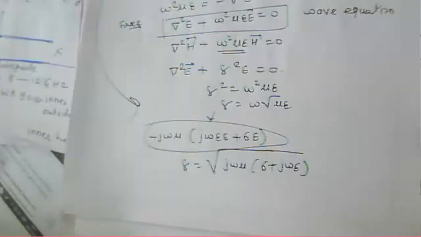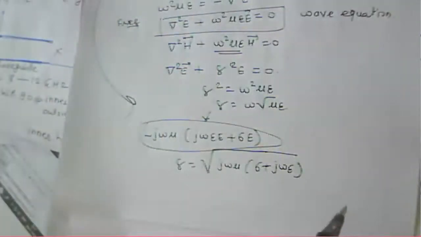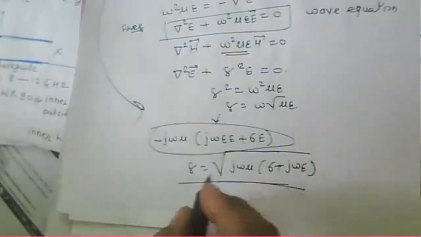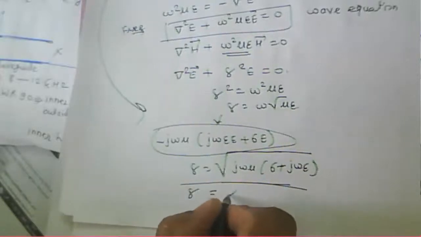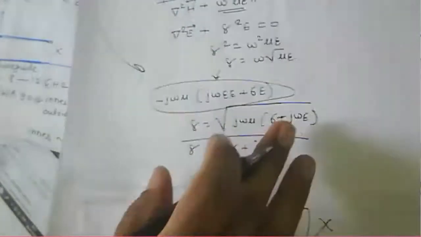But there is some particular thing. What about the conductivity? The conductivity we have written in the form of an equation, and that part is different. That is about del dot E is equal to 0. So now we can consider gamma here as j omega mu in bracket of sigma plus j omega epsilon. Now if we solve this term, we get the propagation constant gamma equal to alpha plus j beta. Here alpha is the attenuation factor.